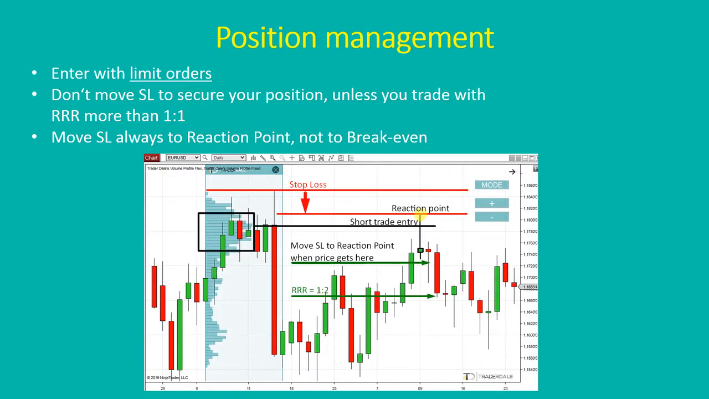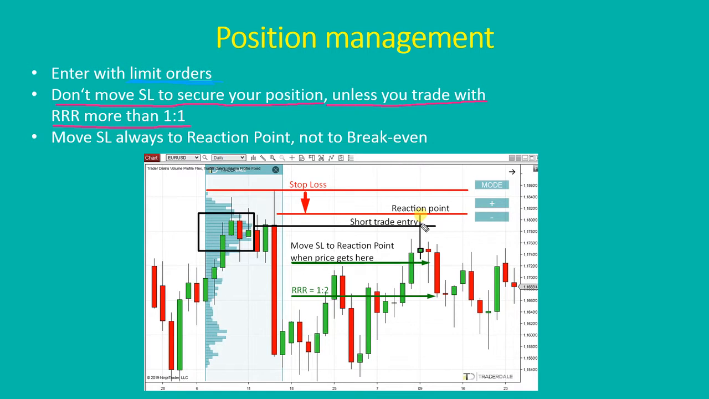So let's now have a look at position management of swing trades. It's pretty simple. You enter with limit orders. You don't really need to wait for any sort of confirmation for your swings. You just leave your limit orders and wait for them to be filled. It's that simple. And you don't move your stop loss to secure your position, unless you want to trade with risk-reward ratio more than 1.